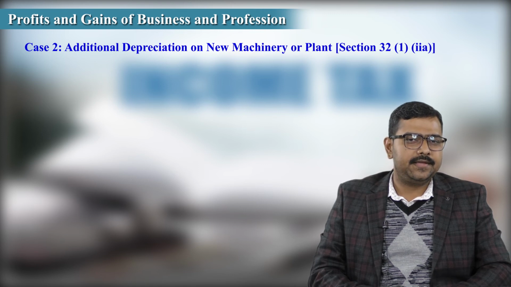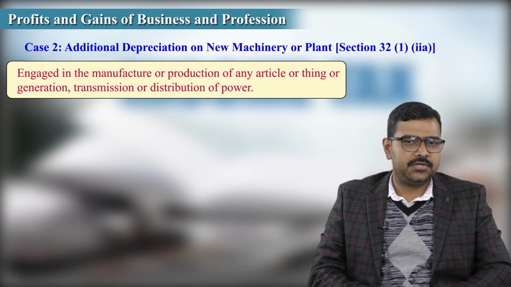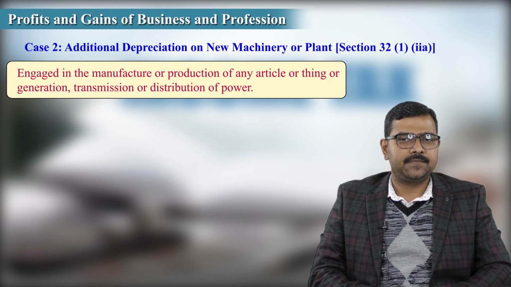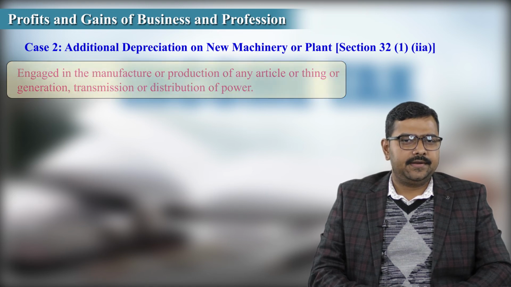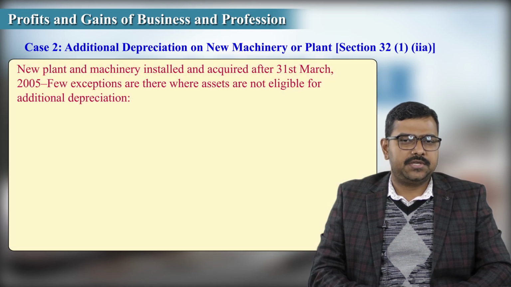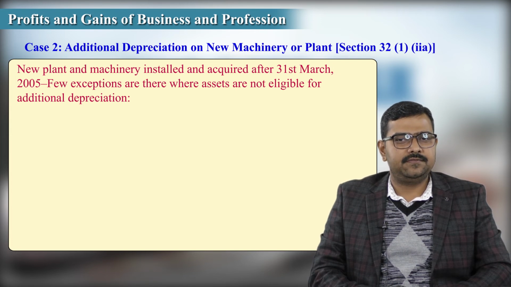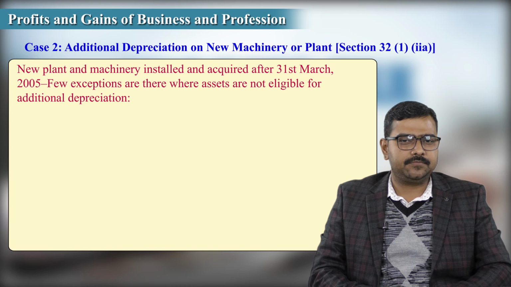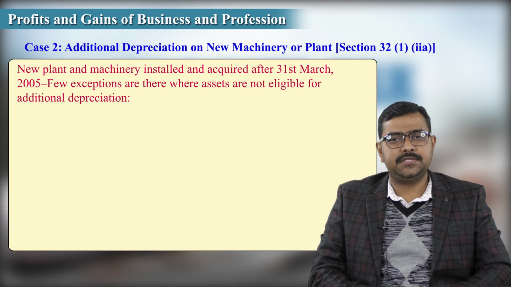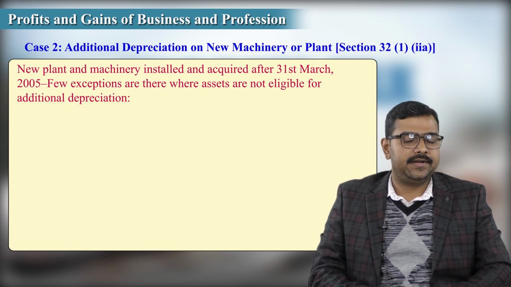that the undertaking is engaged in the manufacture or production of any article or thing, or generation, transmission or distribution of power, and it has purchased new plant and machinery, and the new plant and machinery is installed and acquired after 31st March 2005. Then some additional depreciation shall be available. The rate of depreciation we shall discuss in the next slide.